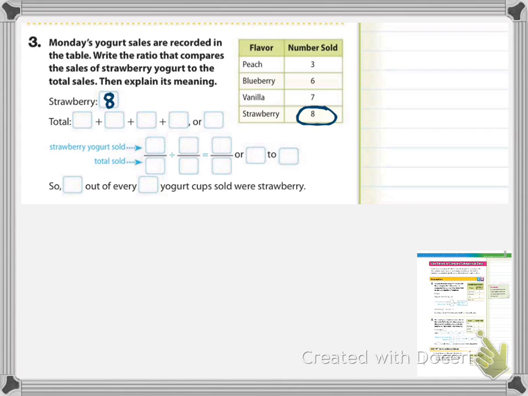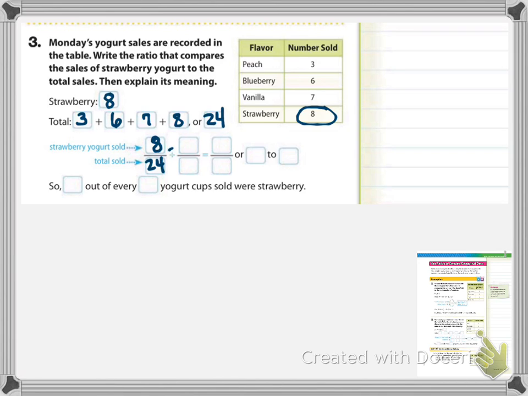Well, the total number of yogurts sold that day, we would have to add up all 4 numbers. So you would do the 3, the 6, the 7, and the 8. And when you add them all together, we get 24. So the number of strawberry yogurts that were sold were 8. The total number were 24.